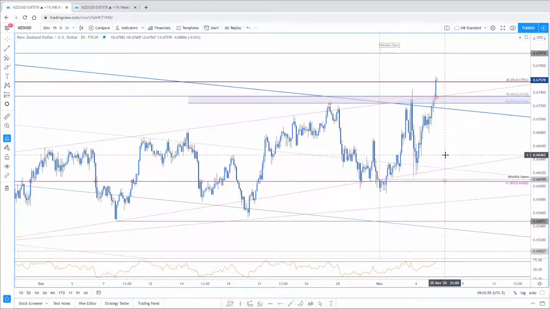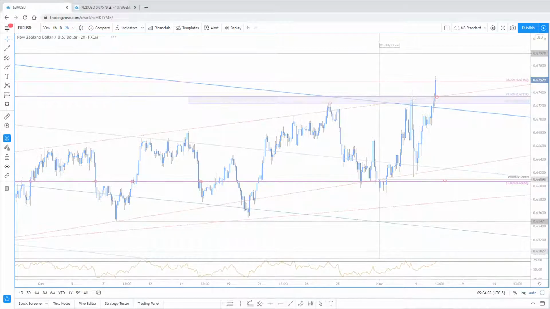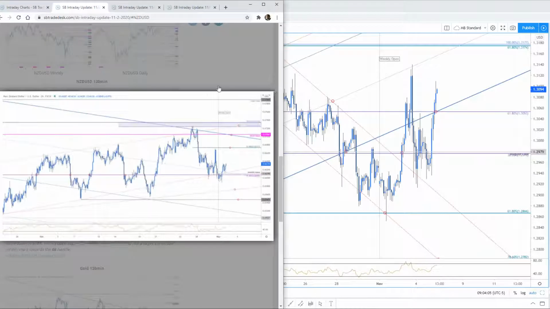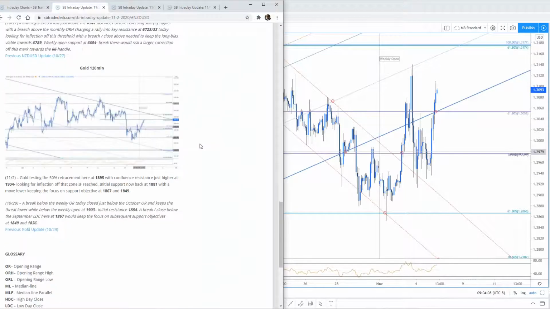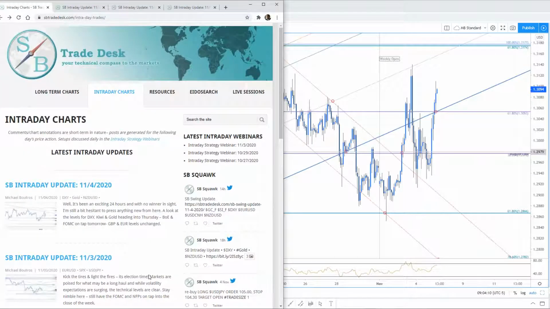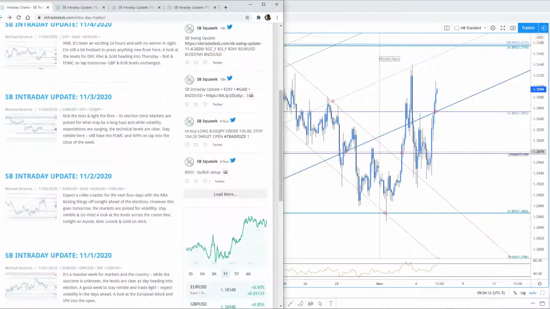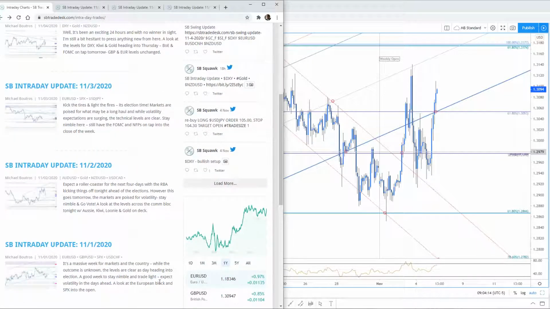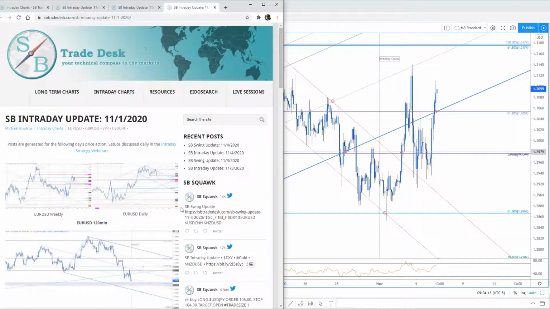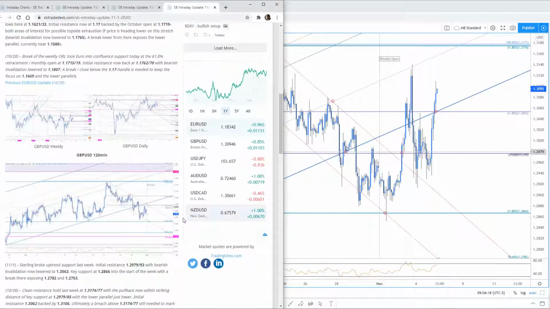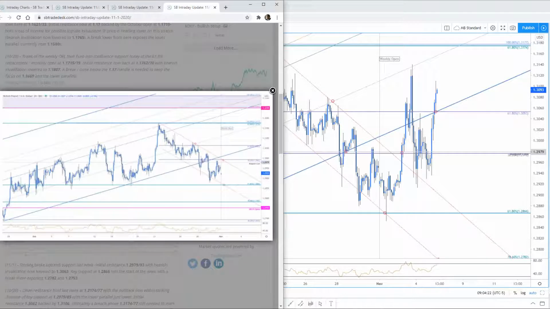All right, let's hit Sterling, Swissy, and we will round it out with a look at some of the commodities. Here's Sterling. And our last update on Sterling was on the 1st, right here. Here's British pound. So here's where we look like, ooh, this was British pound right into the start of the week. It was actually a beautiful play.